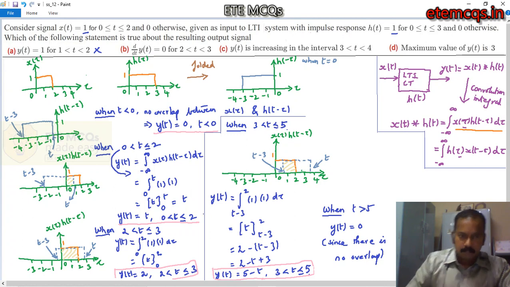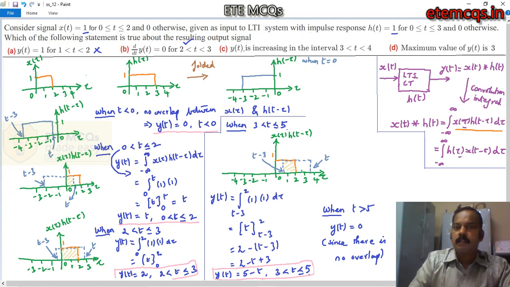The next case, derivative of y of t is equal to 0 for t between 2 and 3. Just notice when t is between 2 and 3, y of t is 2. Y of t is a constant. Derivative of a constant is 0. When the derivative of a constant is 0, this condition is correct because dy of t is 0 when t is between 2 and 3. So this is the true condition.